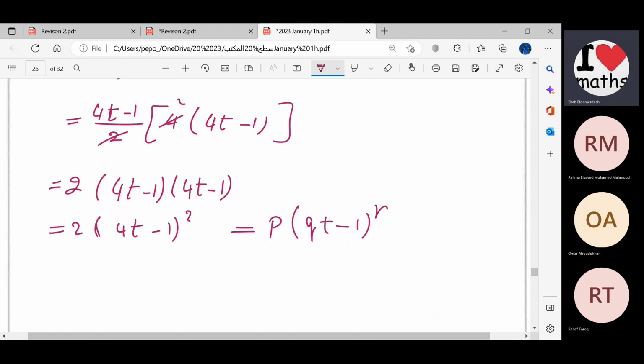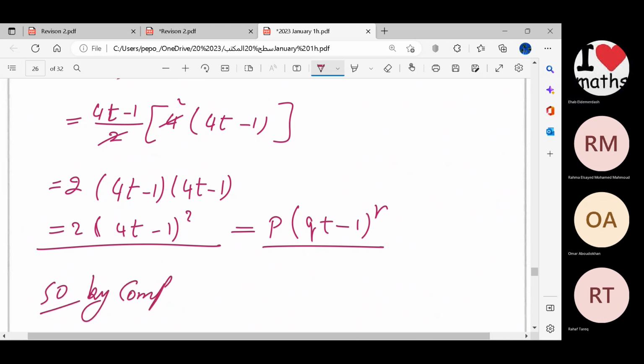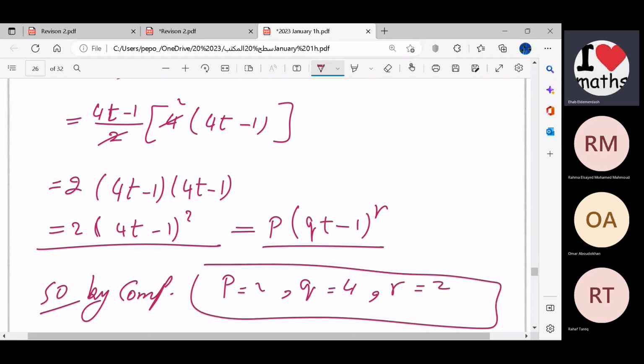Okay, what happened? What I reached as a simplified version, I found equal to the required form. So what did we agree on in this case? I can say so by comparing. By comparison, P is equal to 2, Q is equal to 4, R is equal to 2. I get everything done.